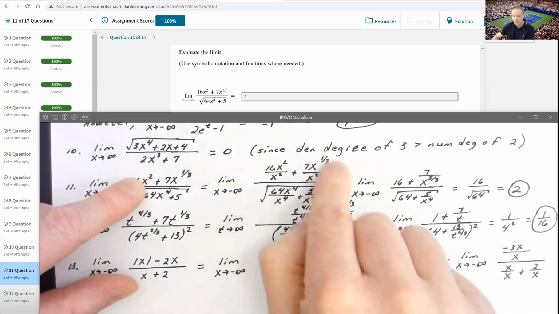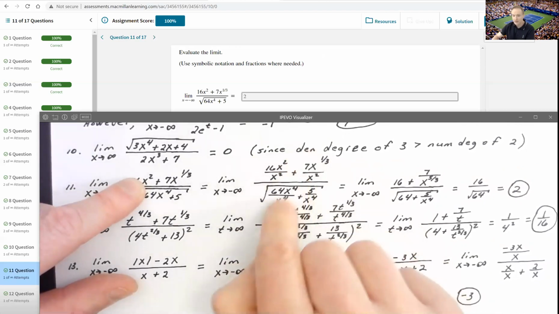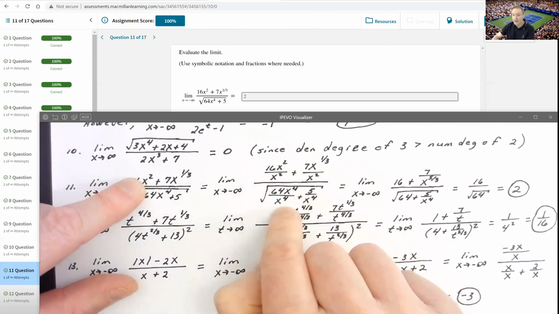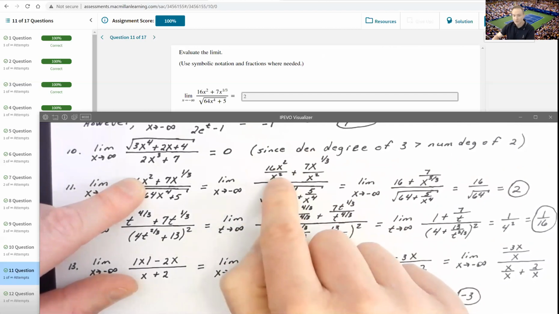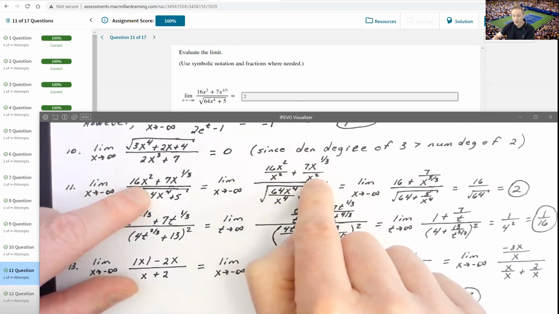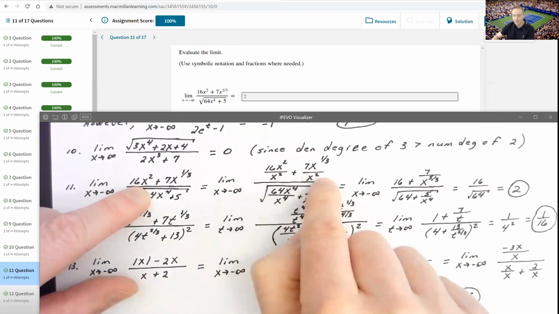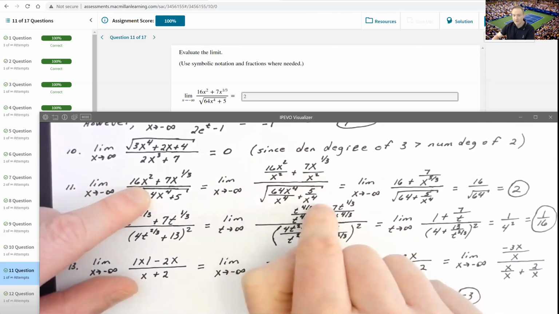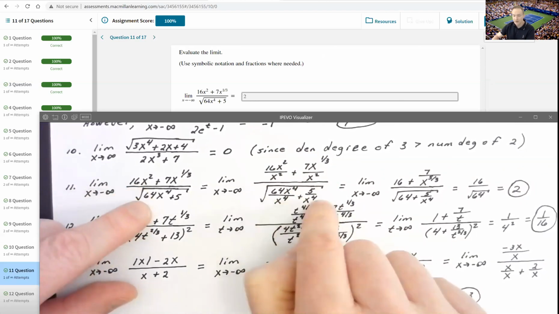A lot of students get confused right here. They'll think that I'm not doing the same thing. I absolutely am doing the same thing. The square root of x to the fourth is x squared. So I divide both terms in the numerator that are not inside of a square root by x squared whenever I divide the denominator by the square root of x to the fourth.